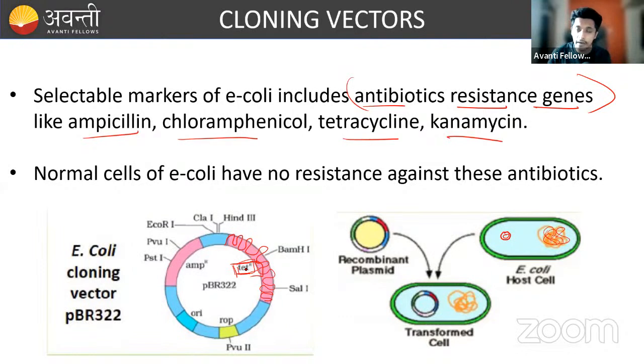So now we can differentiate whether the cell is transformed or non-transformed. If it grows in tetracycline, that means it does not have the foreign gene. If it does not grow in tetracycline, that means it has the recombinant gene. So these markers, which help us in distinguishing between transformants and non-transformants, are called selectable markers.